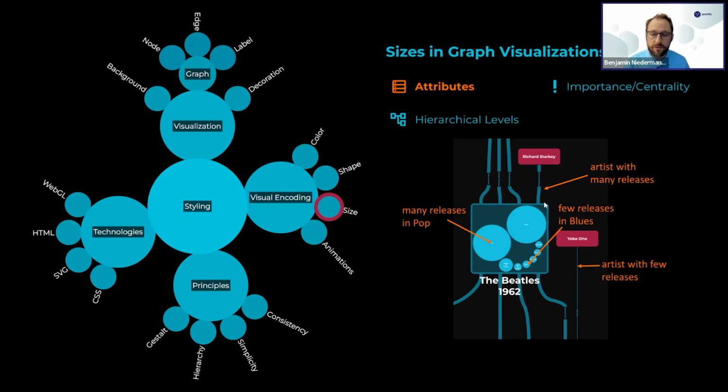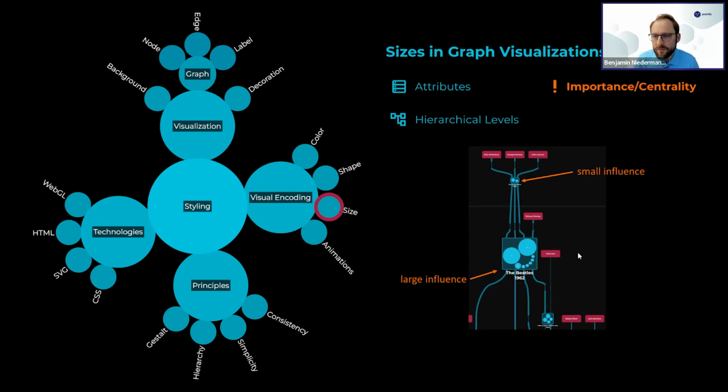What you can also do is express attributes via edges. So for example, here what we did is that artists with many releases have a fat edge, and artists with only few releases have a very thin edge. So if you take a look at the entire graph visualization, then you can easily identify artists with many releases, so with a high impact on the community, and artists that only have few releases.